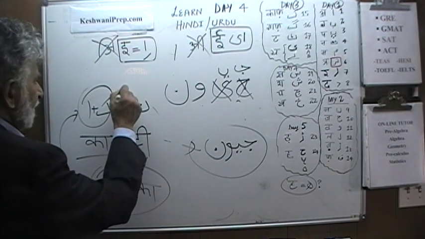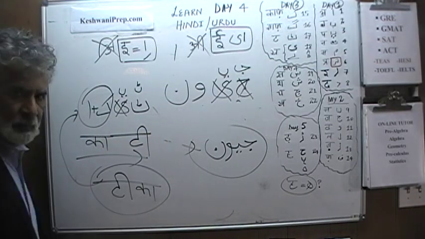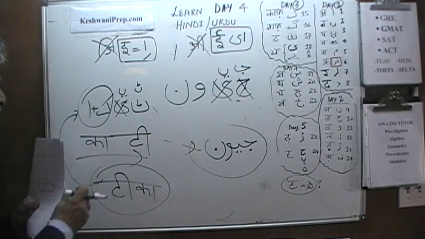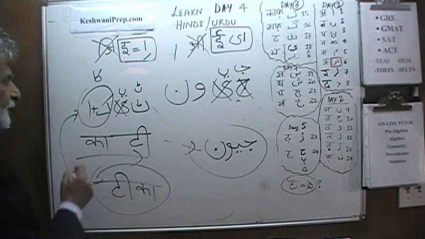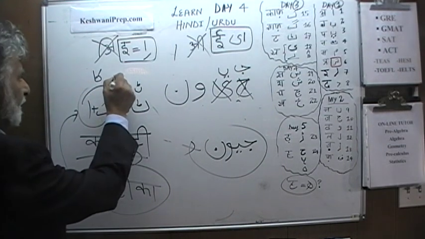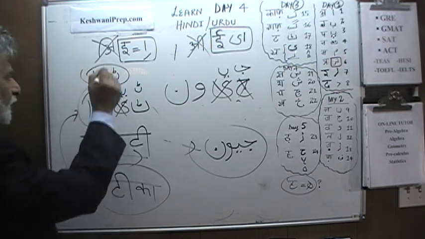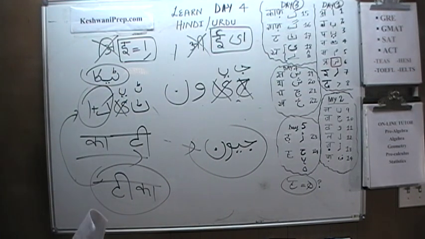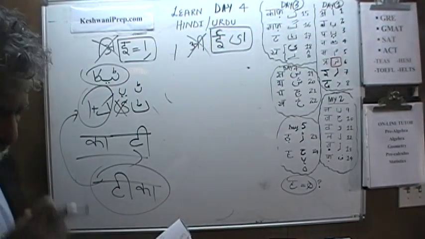Now let's put it together in Urdu. So this is going to take a shape of this. This is going to look a little bit smaller. And we have to put them together. And when we join the kaf and the alif, it is going to look like this. Ka. So it's going to be tika. That's how it looks. Tika. Right there. Let's continue.